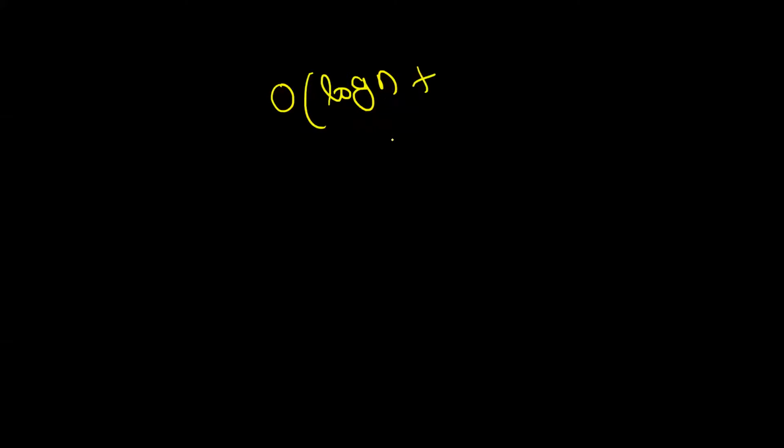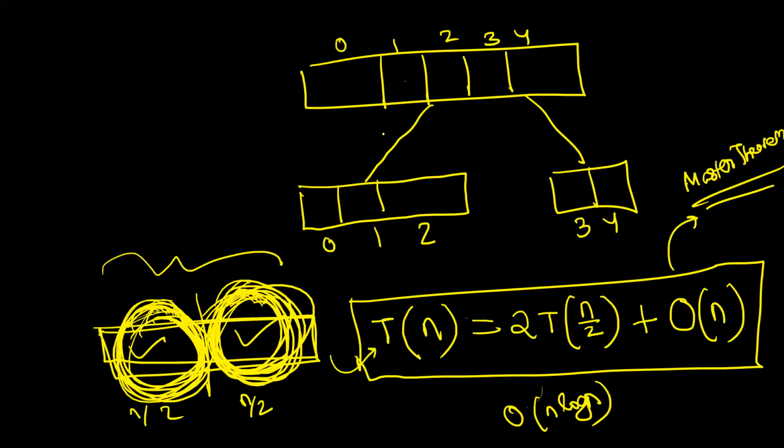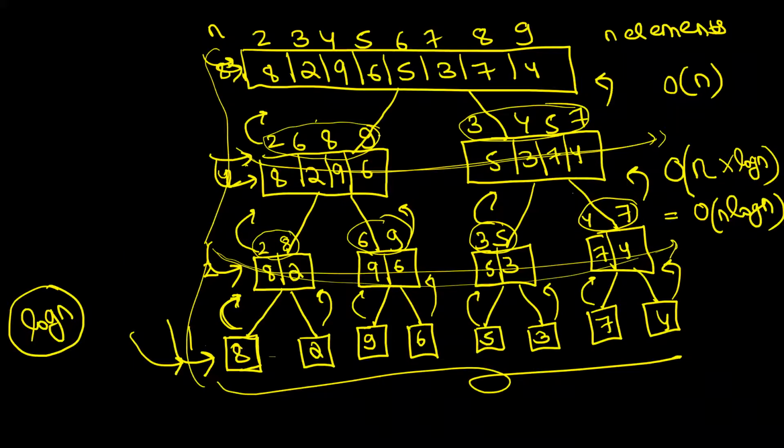But apart from it, do you think you are using any new space in the memory? Yes, correct. There is a temporary array that you are creating every time, right? Whenever you are performing the merging, you are creating a new array. So what is the size of that array that you create? Big O of n.